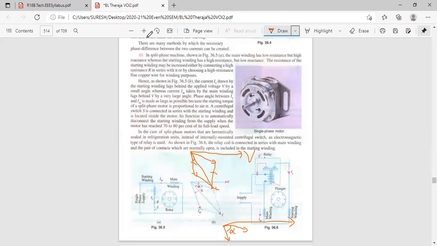Up to here you write. In split phase machines, two windings, IS and IM, both are lagging because both are windings.